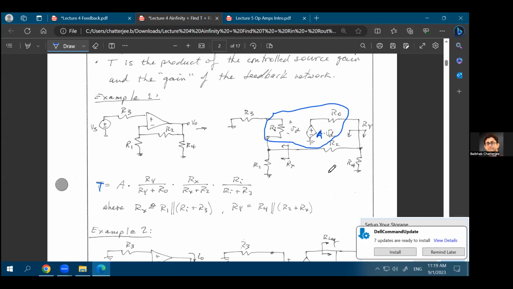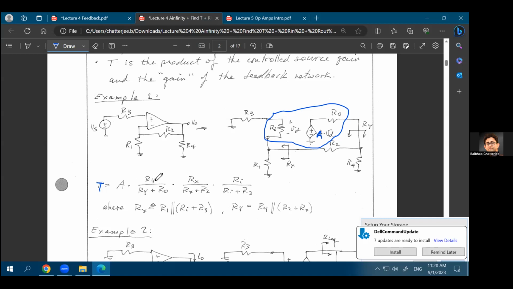Now, how do we calculate that feedback term? Since we have already learned the theory of voltage division, we know the division ratio of two resistances placed in series. We'll just use that formula in a cascaded manner. You see that there are these resistances, but one resistance comes after another. So we can use voltage division in a cascaded manner to find the overall loop gain. The overall loop gain is A times beta.